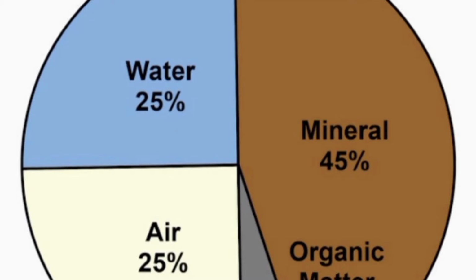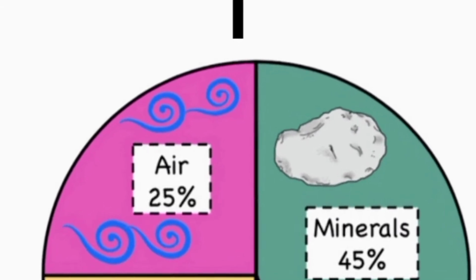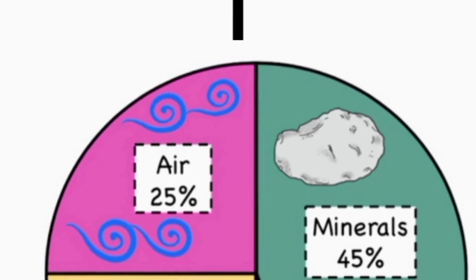Now let's look at air. Air is also very important for the growth and development of plants. It promotes easy germination of seed, and soil organisms need oxygen for respiration. Do you also know that poor aeration causes damping off, which results in plant disease?